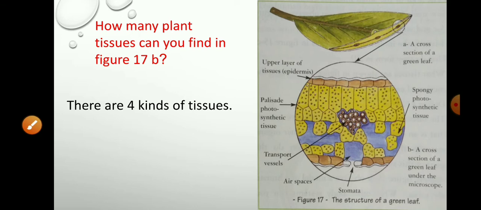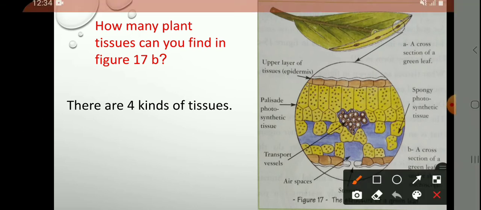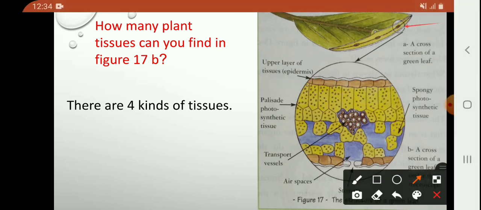Here we have a green leaf. We took a cross section of a green leaf, يعني جزء من the green leaves, and we put it under the microscope. This is the picture of the green leaf under the microscope. How many plant tissues can you find in figure 17a? يعني قديش عنا tissues بالcross section بالgreen leaves. خلينا نشوف.